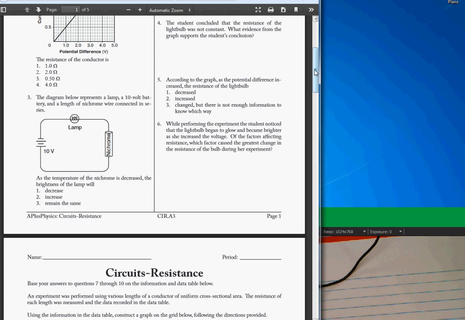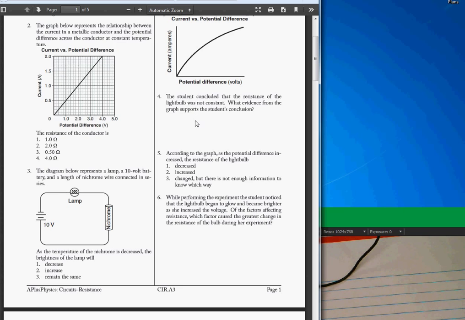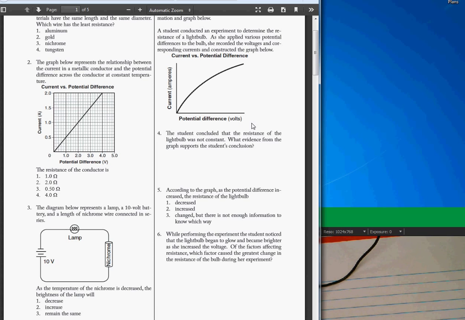Okay, question number 5. According to the graph, we're looking at the whole graph, so that's 4 through 6, which is up here at the top. We're looking at current versus potential difference, which is your voltage. Voltage, also known as potential difference, goes from high to low, meaning you're going from your power source to any device that's getting the energy. The student concluded that the resistance of the light bulb was not constant. We can see that by the curve. That's kind of exponentially decreasing versus current and voltage.